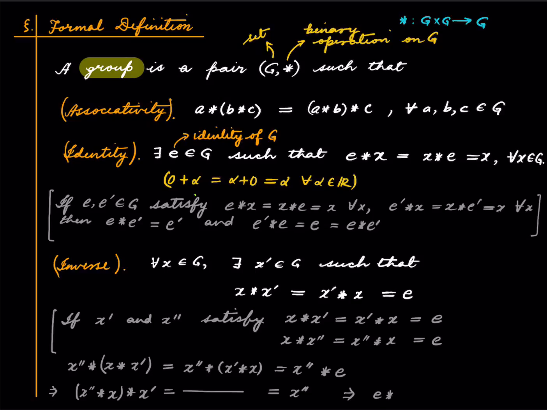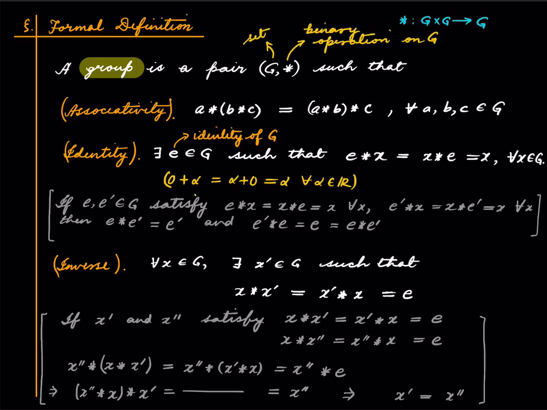So this gives us e star x prime equals x double prime. But e star x prime is what? X prime, because e is the identity. So we get x prime equals x double prime, and that is what we wanted to show. So this inverse is unique, even though we only insisted on its existence. Okay, so keep this in mind, that the inverse and the identity in a group are unique.